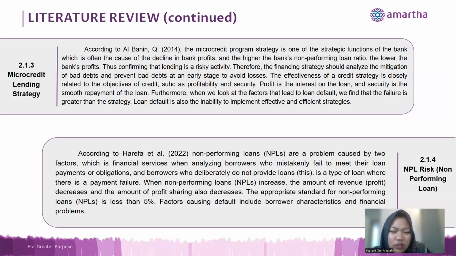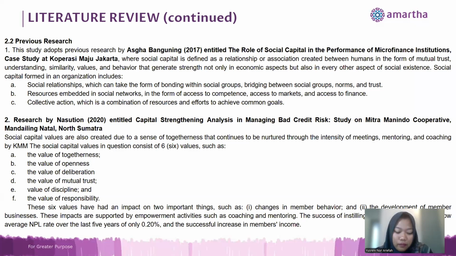When non-performing loans increase, the amount of revenue or profit decreases, and the amount of profit sharing also decreases. The appropriate standard for non-performing loans is less than 5%. Factors causing default include borrower characteristics and financial problems.